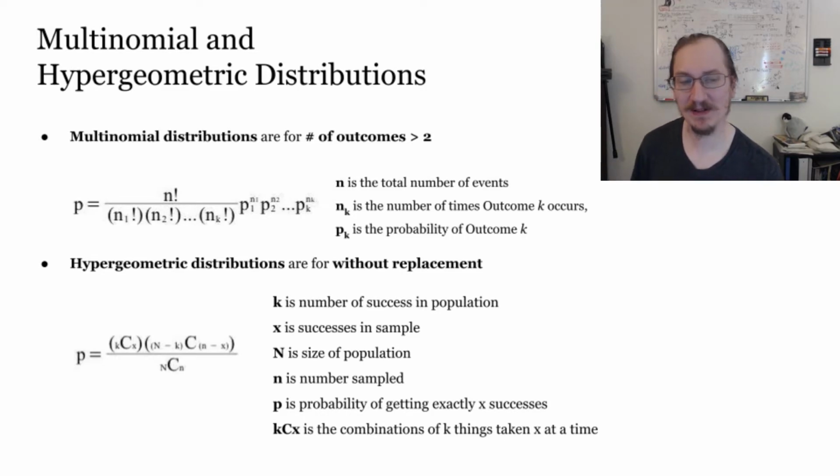So the probability mix of what's in the deck changes, right? How can we compute that? Aha! Well, we have something called the hypergeometric distribution. And the hypergeometric distribution is really concerned about this kCx, which is the number of combinations of k things taken x at a time.